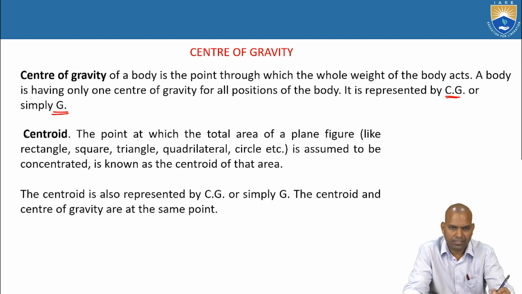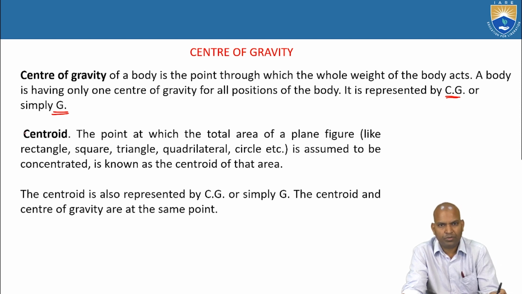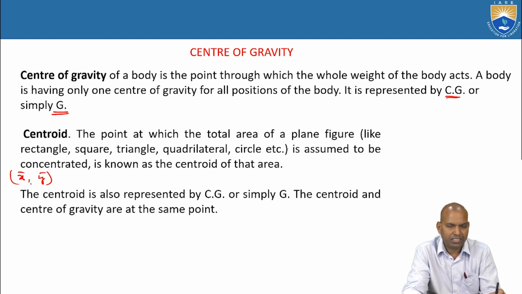In the case of the centroid, it is related to the plane. A plane means the point consists of the two coordinates x bar and y bar, the xy coordinates. Here the centroid is denoted as bar x and bar y. This bar x and bar y locate the point of centroid of a plane or composite plane figure.